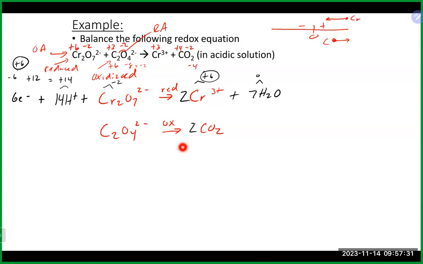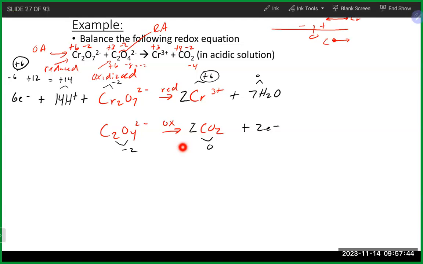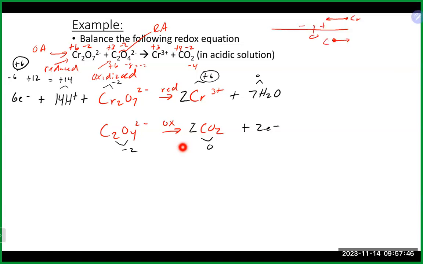Bottom one there, overall, we got a -2 and 0. So we do need 2 electrons there on the right-hand side in this particular case. And that will balance us out for that guy. Any questions on adding electrons or how I got 6?